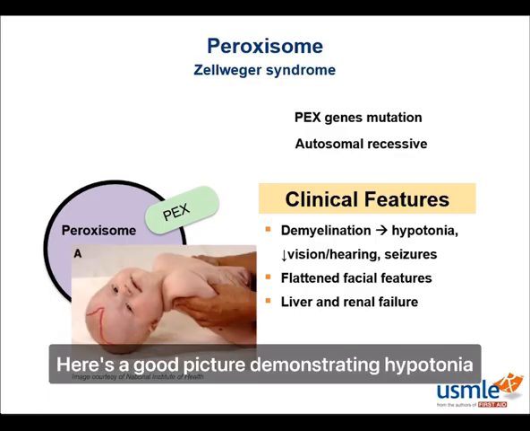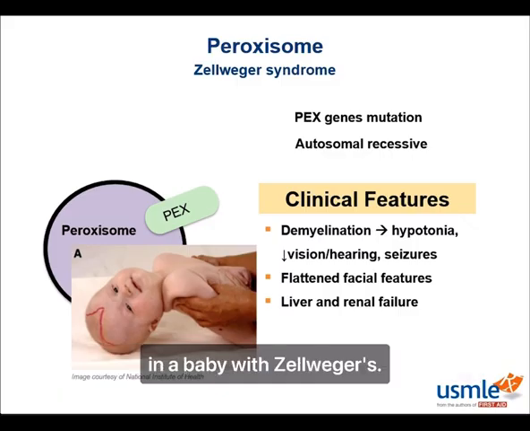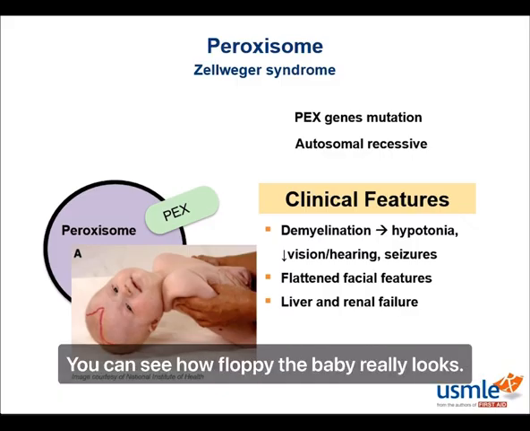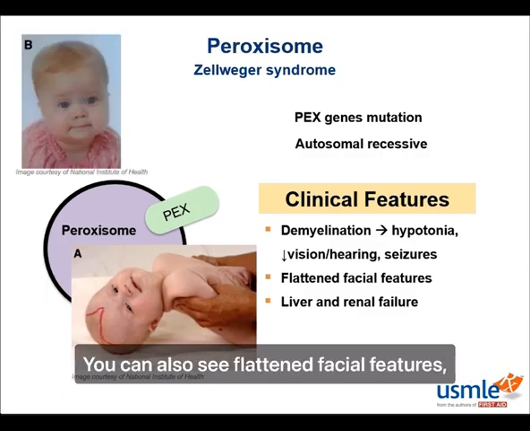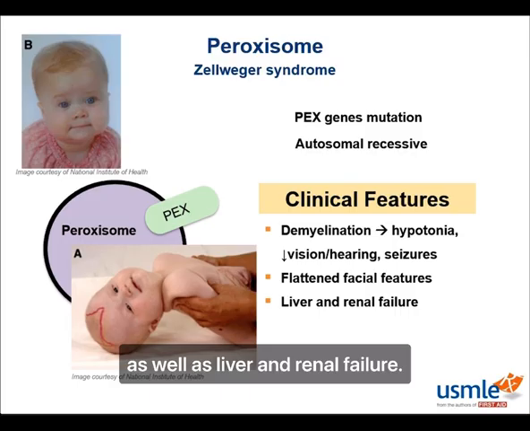Here's a good picture demonstrating hypotonia in a baby with Zellweger's. You can see how floppy the baby really looks. You can also see flattened facial features, as well as liver and renal failure.